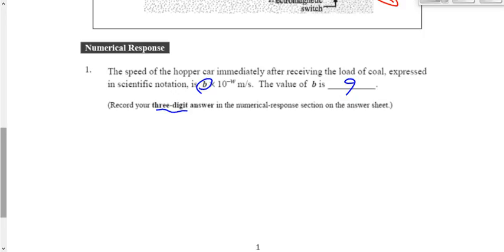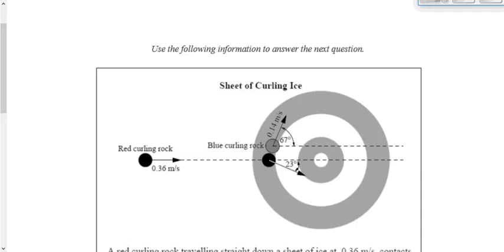There's no reason why B can't be 9.09. B doesn't mean one digit. B means a number. They tell you right below how many digits to make it. Second question on that practice question set, number five. Multiple choice question number one.